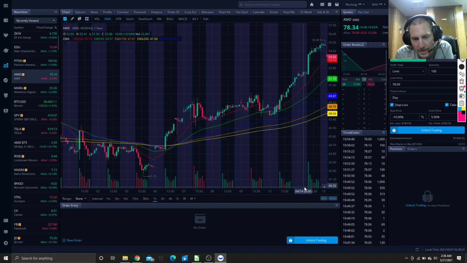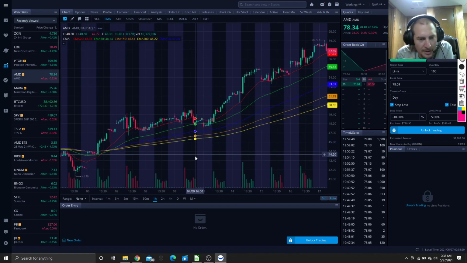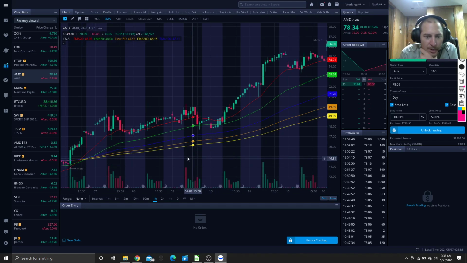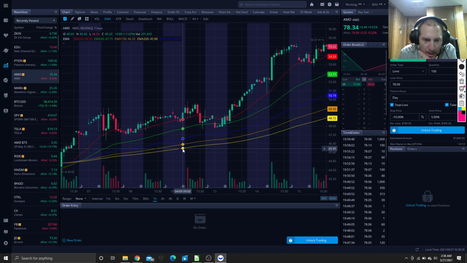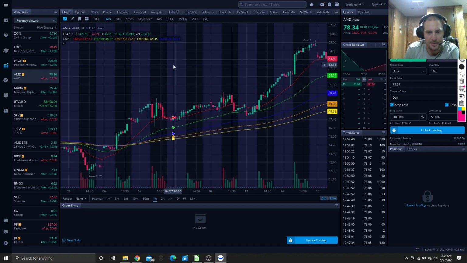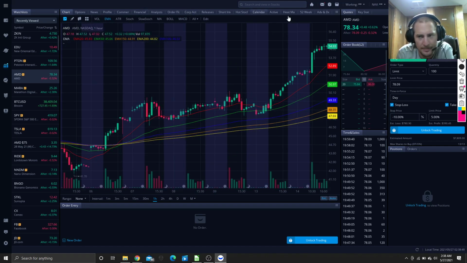So these averages by themselves can help you determine a trend. So this is very obviously an uptrend, and you can tell that because the 200-day is below the 150, is below the 100, is below the 50, is below the 20. And you can use these moving averages in your trading.